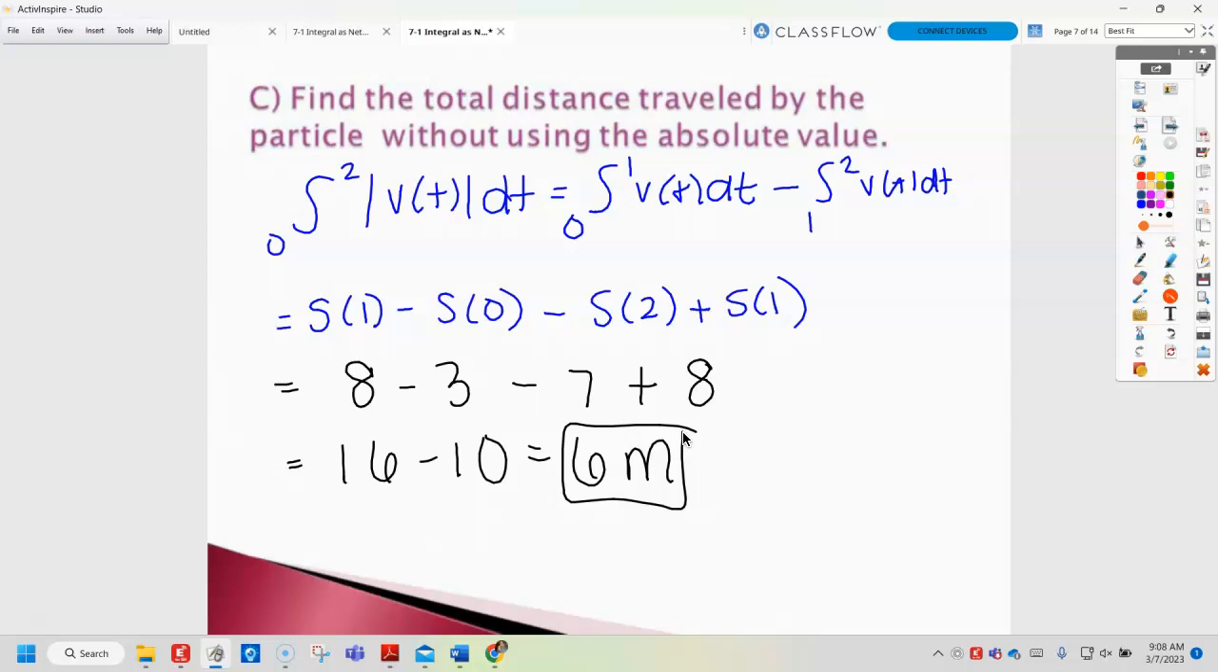So its total distance traveled is 6 meters. And again, that should kind of make sense that if its total distance traveled is 6 meters and it ends up at 7 and you started at 3, it's kind of like, oh, well, it went 4 forward and then 2 backwards and there's your 6 and that's how you get to 7.